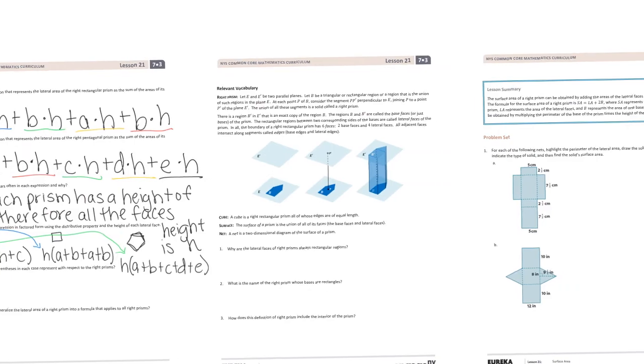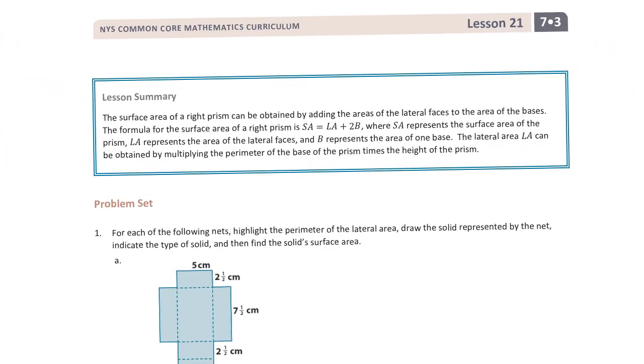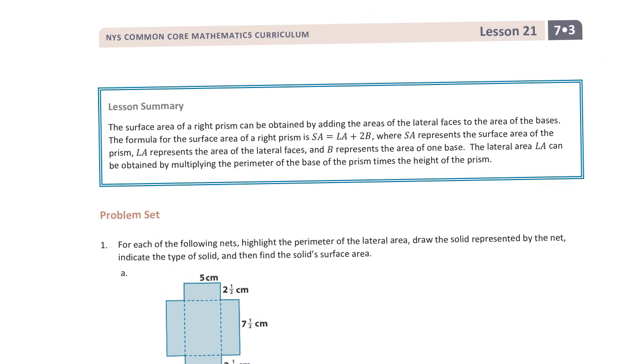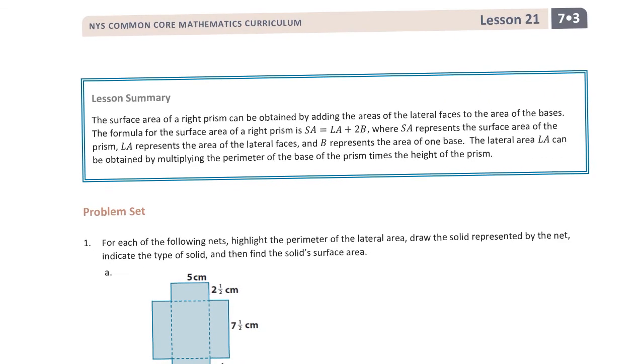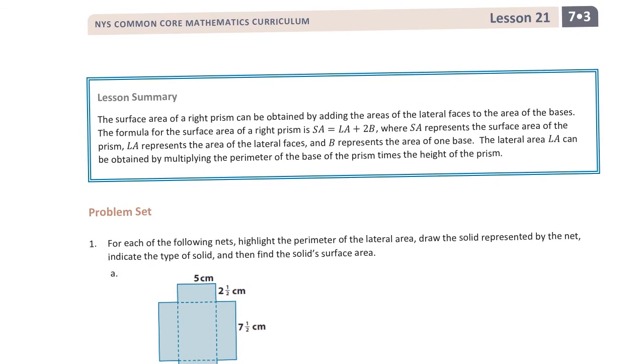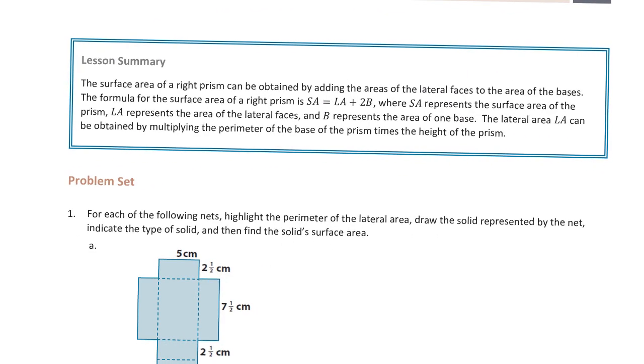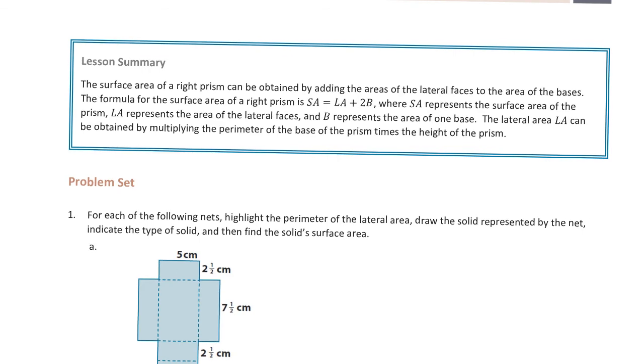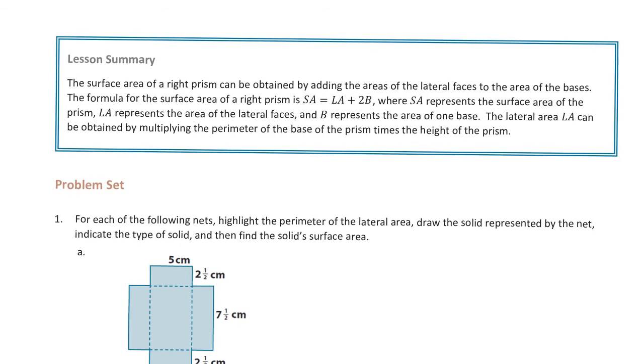All right, now let's review our lesson summary. Our lesson summary says that the surface area of a right rectangular prism can be obtained by adding the areas of the lateral faces to the area of the bases. The formula for surface area of a right prism is SA equals LA plus 2B, where SA represents the surface area of the prism, LA represents the area of the lateral faces, and B represents the area of one base.